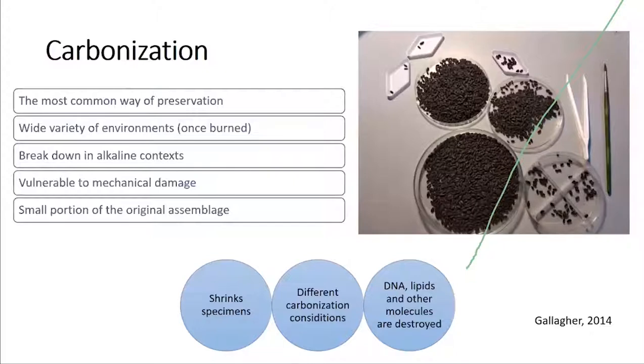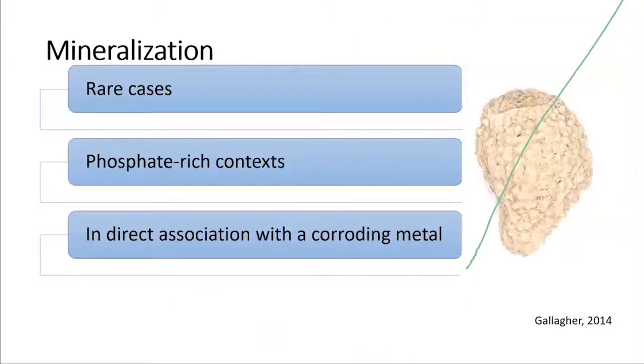And DNA, lipids, and other molecules are destroyed in carbonized, charred plant remains. The next one is mineralization, which is a rare case. This occurs when organic material within the plant structure is gradually replaced by minerals precipitated from the surrounding substrate, preserving the anatomical structure of the seed or of the plant. The process occurs frequently in a phosphate-rich context.